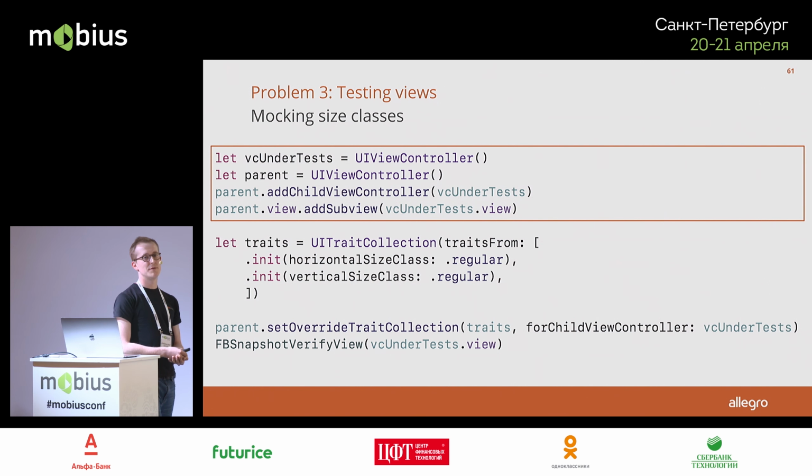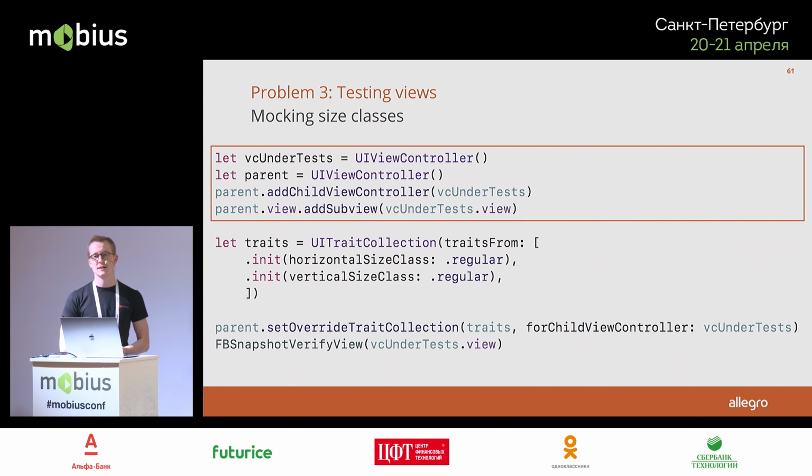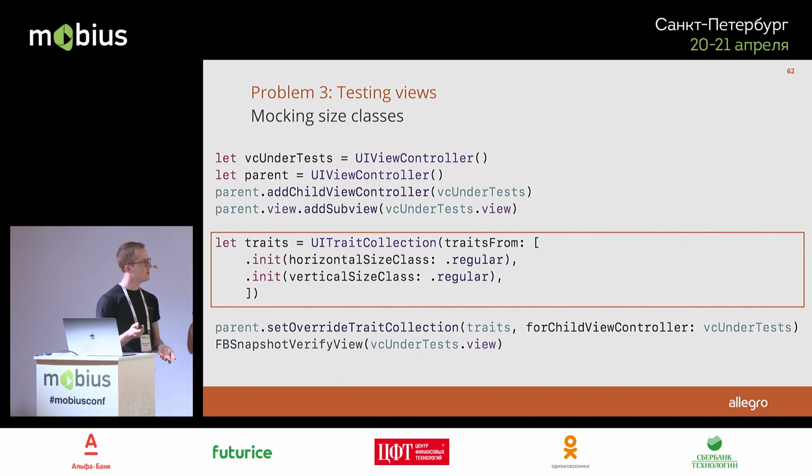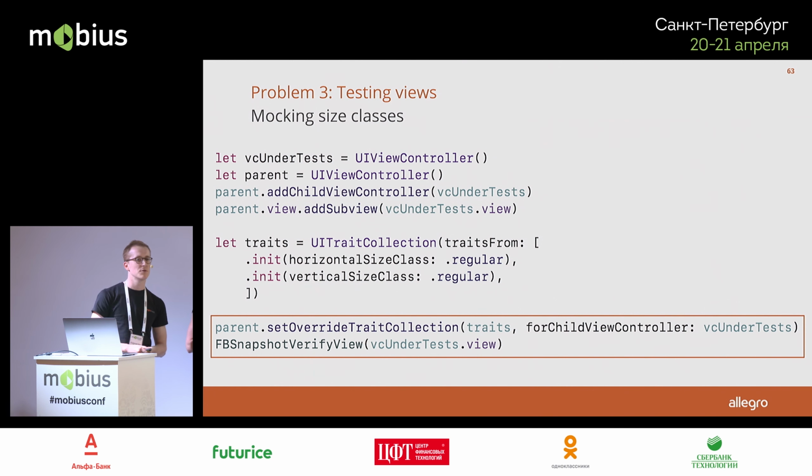So unfortunately, Apple doesn't provide us with some library that lets us mock those environments. So we need to write a little bit of code ourselves. To mock size class is fairly simple. What we need to do is to create some parent UI view controller where we embed our view controller under test as a child. Next, we define the traits that we want to test against. In this case, it's regular horizontal size class and regular vertical size class. And finally, we need to override those trait collections on our parent view controller.